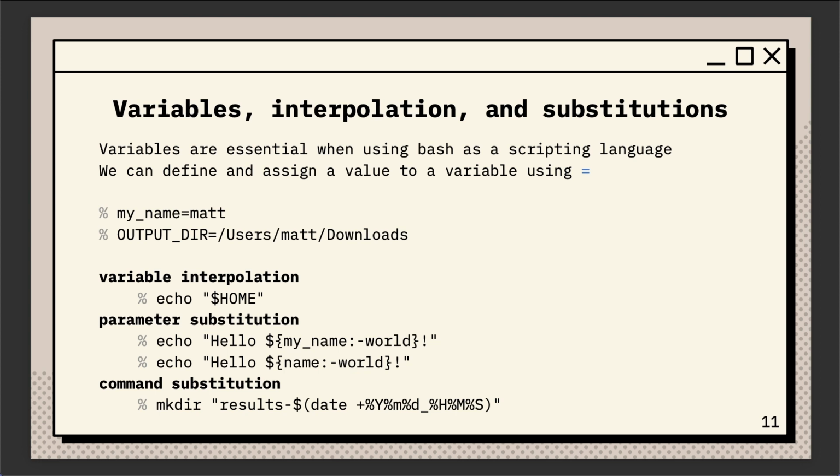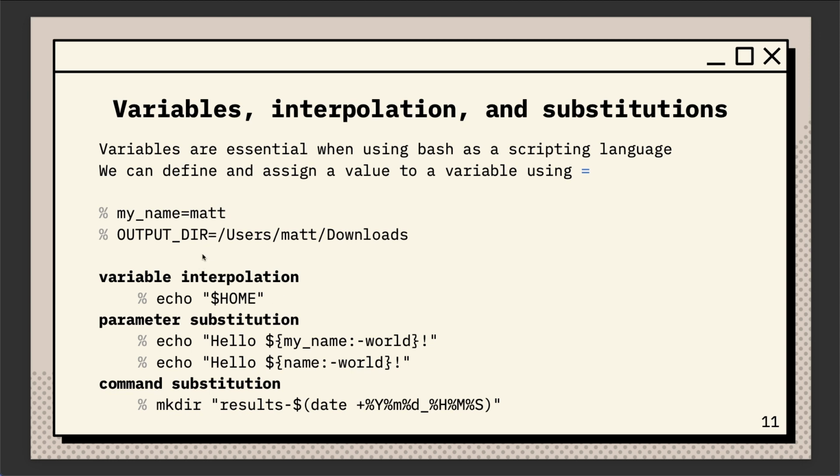Variables are essential when we use Bash as a scripting language, and we can define variables using the equal sign. So here we have 2 examples. We defined a variable called myname and assigned it to the value of Matt. And here we defined a variable called output_dir and assigned it to the value of /users/matt/downloads. And then to use these variables, we can perform string interpolation. Interpolation and substitutions require that we use double quotes because single quotes do not perform interpolation.